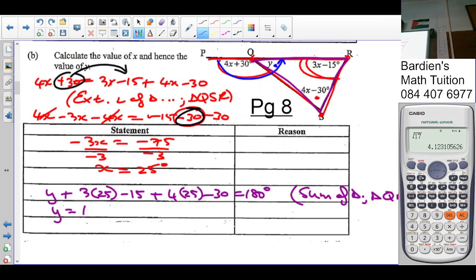So y is equal to 180 minus, what's 3 times 25? 75. So that's 75 plus 15 minus 100 plus 30. So y is equal to 180 minus 75 is 105. 105 plus 15, 120 minus 100, 20 plus 30.